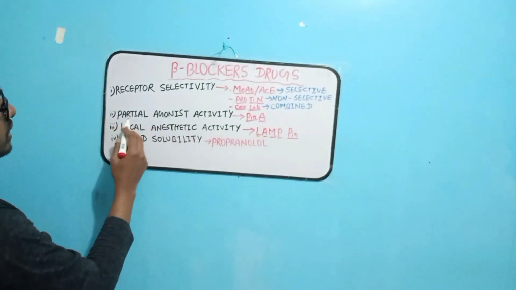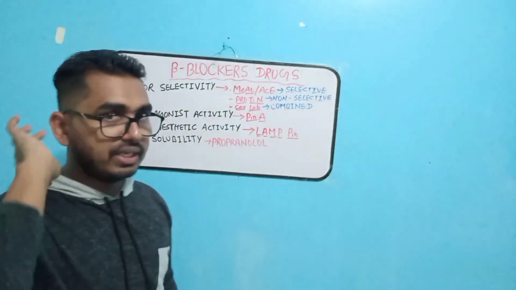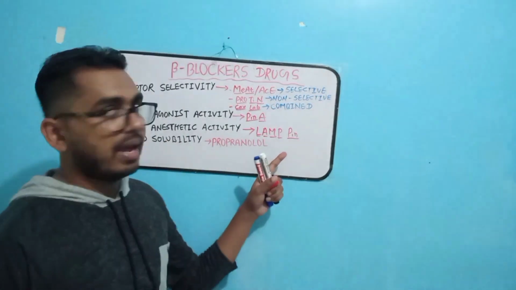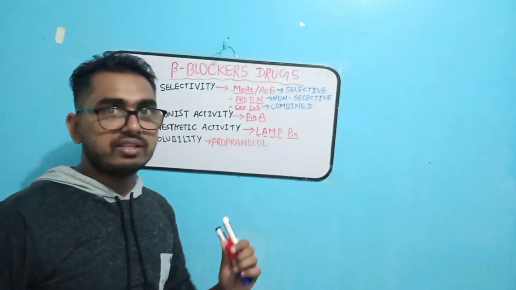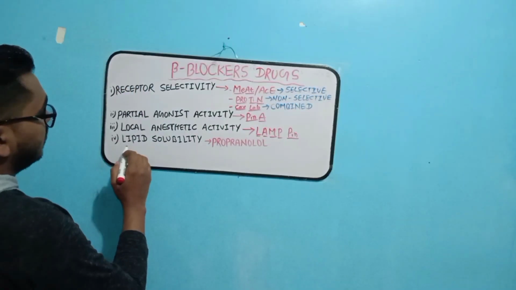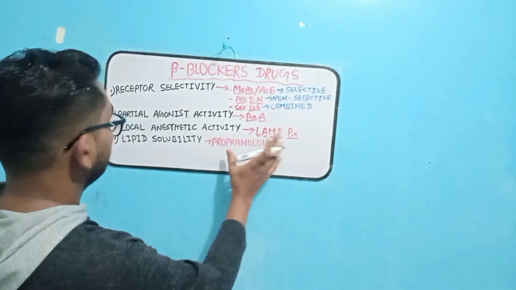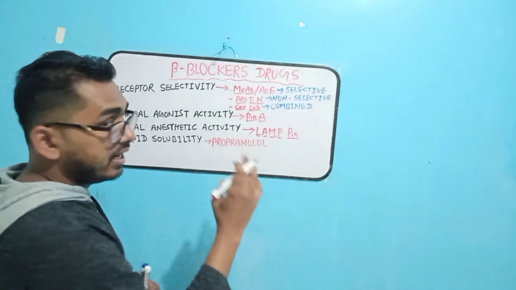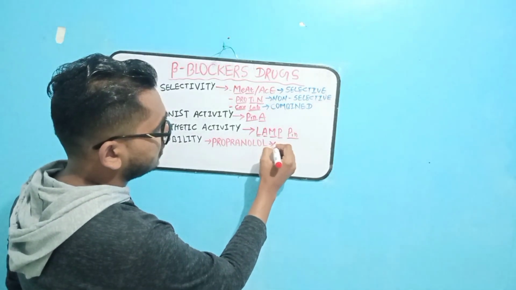And second, there is the partial agonist activity. We can memorize it as PINA. And for the local anesthetic activity, we can memorize it as lamp pin. At least we can memorize the lamp. If we memorize lamp, at least we can memorize 4 drugs. So we have to memorize lamp pin. And another is on the basis of lipid solubility. Among these drugs, all are soluble in the lipid, but among them, propranolol has the high solubility in the lipid. So we have to memorize these drugs.